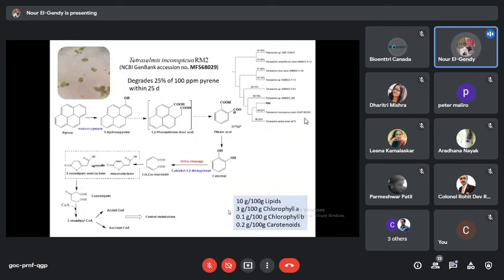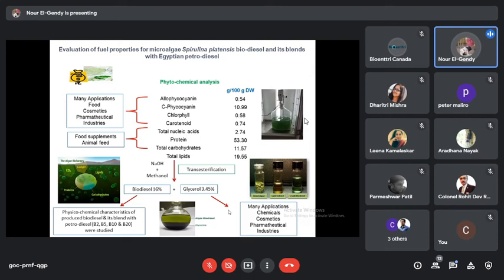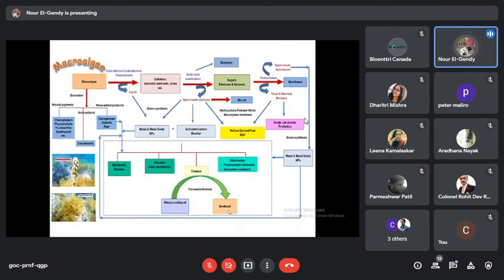We have our own isolate of microalgae, which is capable of degrading polyaromatic compounds and at the same time producing lipids for biodiesel production and other value-added products like dyes, chlorophyll A and B, and carotenoids. We have worked on Spirulina platensis for producing different value-added products, which can be applied in the food, cosmetics, and pharmaceutical industries, and it can also be used as a food supplement in animal feed and to produce lipid for the production of biodiesel and glycerol. We are also working now on macroalgae because macroalgae has its blooming time all over the year.